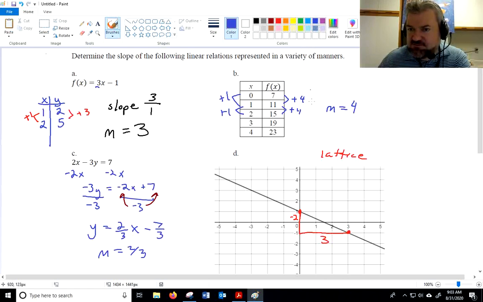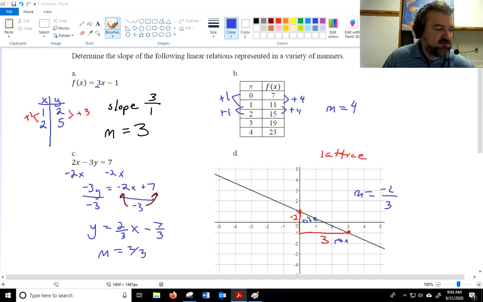You may have heard the term rise over run, right? That's the rise and that's the run. Rise means change in y-coordinate, run means change in x-coordinate. And slope is rise over run. All right. Do we have any more of those? Yeah, we got a few more.